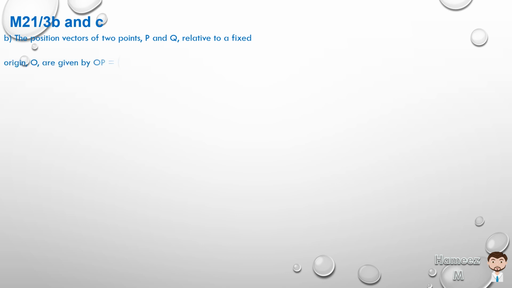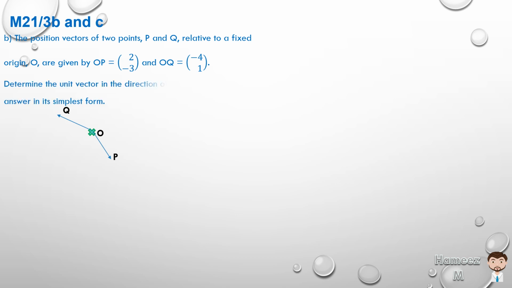May 2021, number 3b. The position vectors of 2 points P and Q relative to origin O are given by OP is equal to (2, minus 3). So let's bring up O, and there's a general idea where P will be to the bottom right. And OQ is (minus 4, 1), and it will be to the top left because we're moving 4 units to the left and 1 unit up. So we just have a general sketch for students to follow. Determine the unit vector in the direction of PQ. Let's go from P to Q, draw a red line, giving your answer in its simplest form.